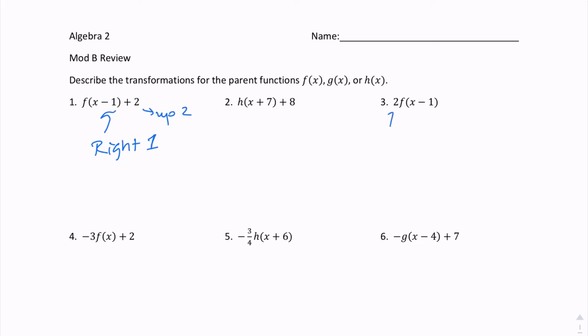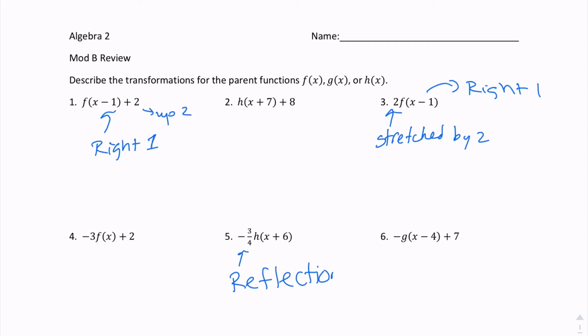In number 2, we've been stretched. That's what that 2 out front does. So stretched by 2, and then right 1. In number 5, we have a reflection. That's what the negative sign does. We have a compression. That's the 3/4. So compressed by 3/4. And then we're moving to the left 6.